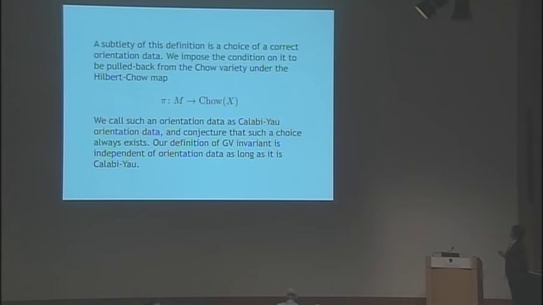But still, there is one subtlety. The third point of this definition is a choice of a correct orientation data. So yes, we know that there is orientation data, but it's not canonical. And we impose a condition on orientation data so that it is a pullback from the Chow variety under the Hilbert-Chow map. And we call such orientation data Calabi-Yau orientation data because in that case, this Hilbert-Chow map is something like a virtual Calabi-Yau fibration. And we conjecture that such a choice always exists. And the point is that in general, the definition of BPS invariants depends on the choice of orientation data. But if we take it to be Calabi-Yau orientation data in this definition, then it is independent of orientation data as long as it is Calabi-Yau.